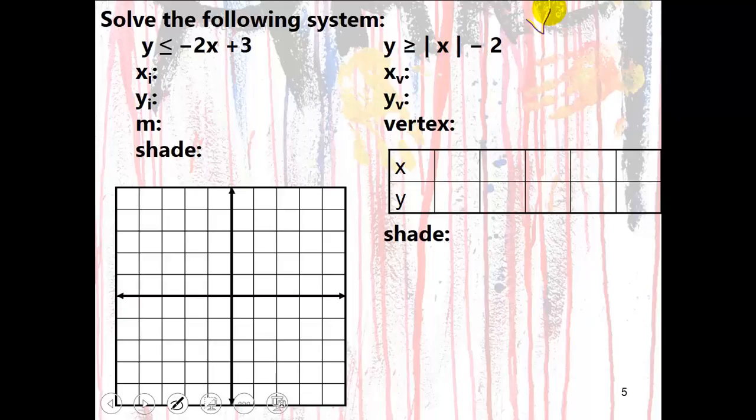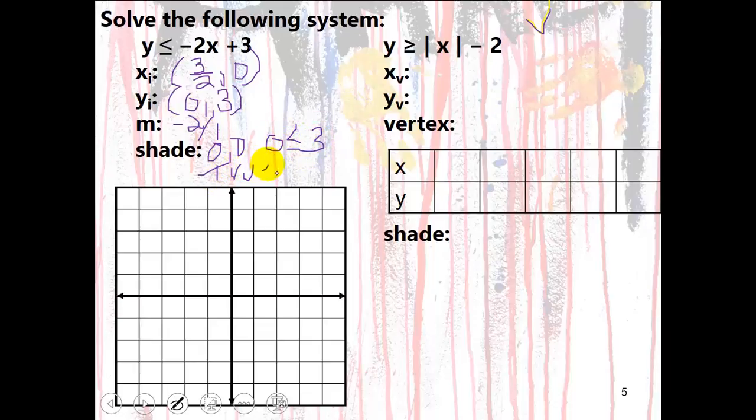So my x-intercept, I move my 3 over, that goes negative, divide by negative 2, so that's 3/2, 0. My y-intercept is 0, 3. My slope is negative 2 or negative 2 over 1. And if I test 0, 0, which is not on the line, I would get 0 is less than or equal to 3, and that would be true. So I would go towards it. And this is going to be a solid line.